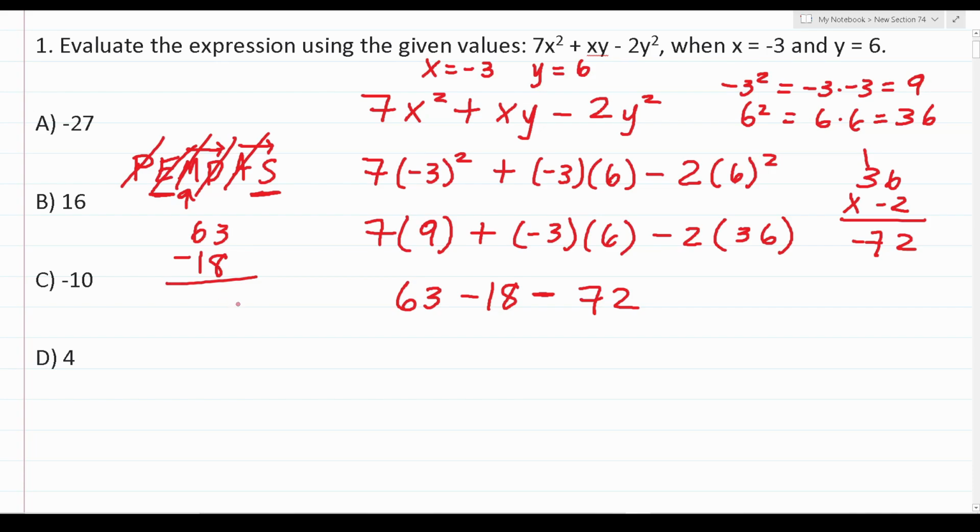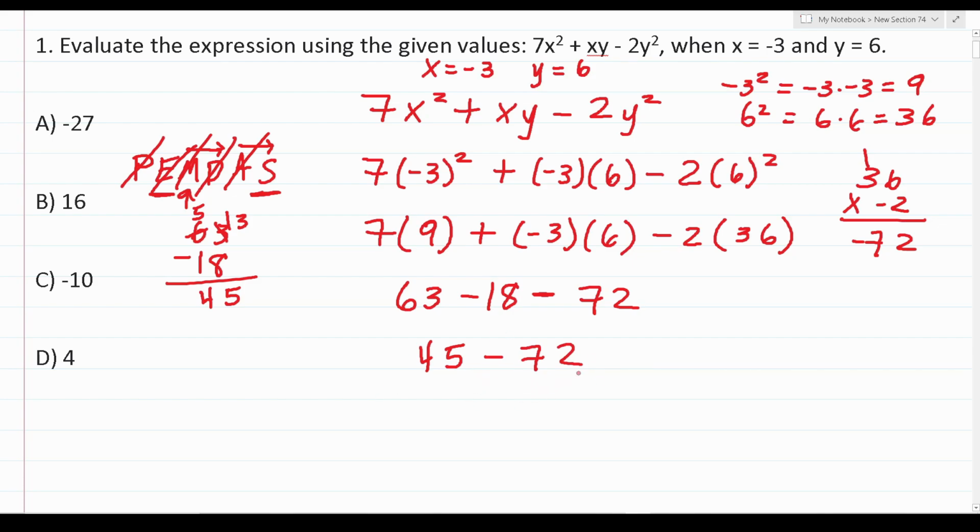So we have 3 minus 8, which we can't do. We have to borrow. This becomes 5. This becomes 13. 13 minus 8, well, 8, 9, 10, 11, 12, 13. That's going to be 5. Then 5 minus 1 is 4. So this becomes 45 minus 72.